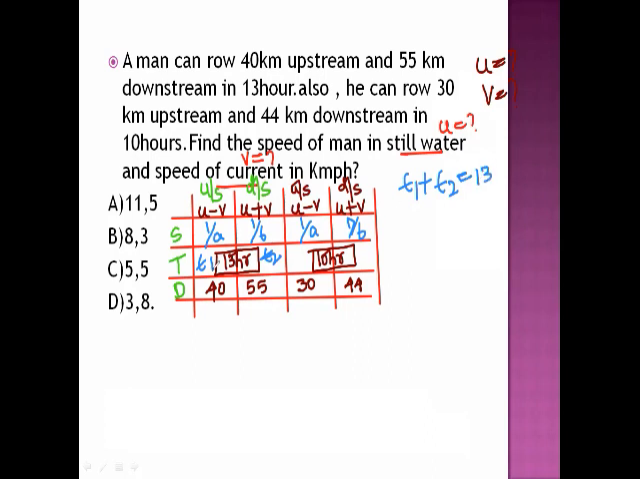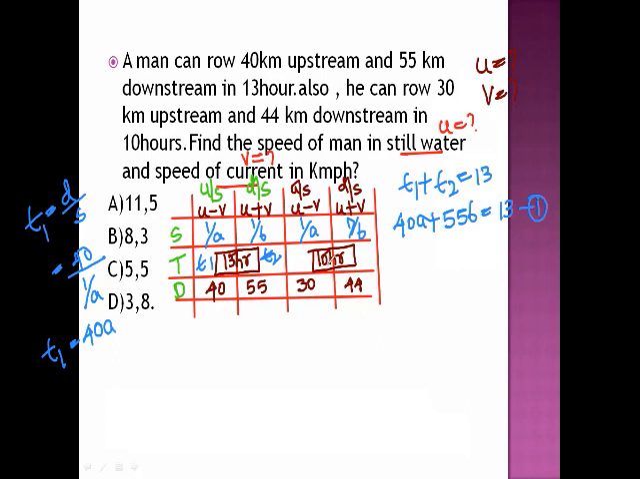13 hour. So then what is T1? T1, because we know that time is equal to distance by speed. So from here, what is the distance here? Distance is 40. What is the speed? Speed is 1 by a. So what will become time? The time T1 will become simply 40 into a. So I'm writing that one here. So 40a plus 55b is equal to 13. This is my equation number 1.